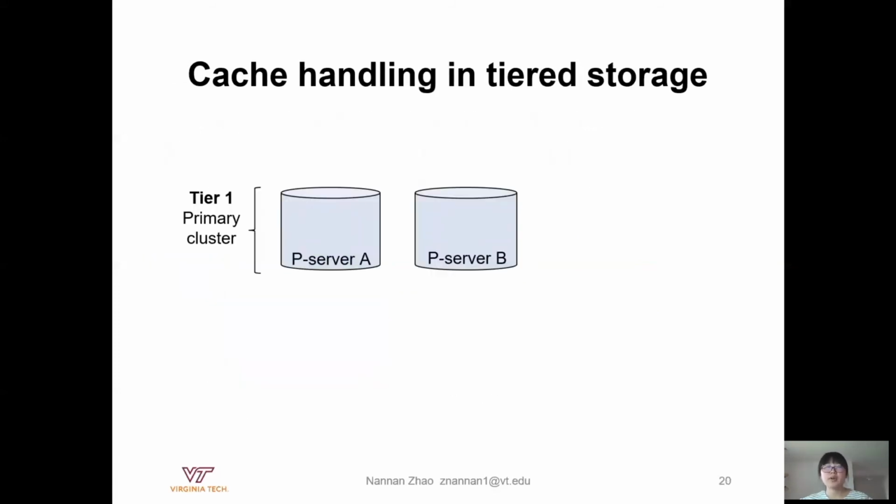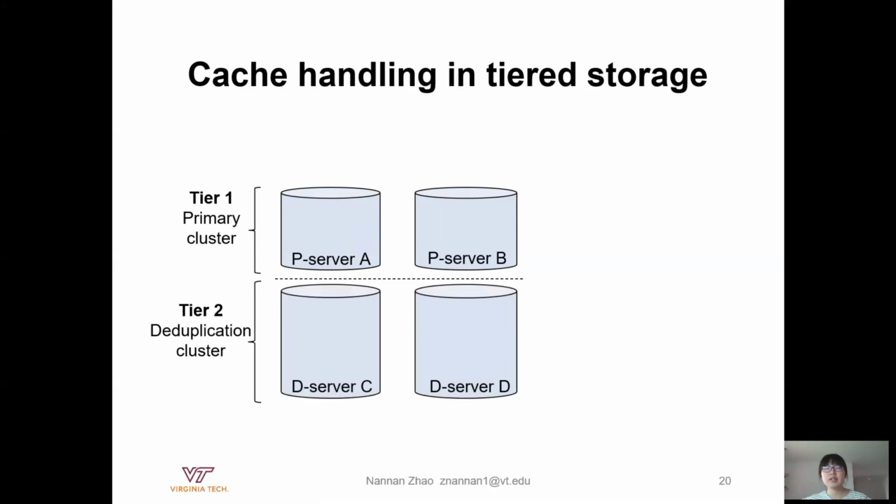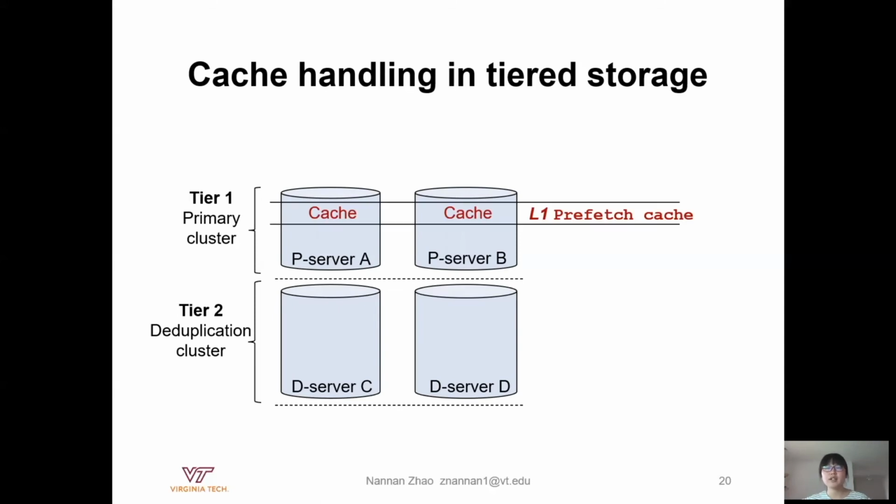Next, we talk about how the get layer request is served in DupHunter. First, requests are passed through the tiers from top to bottom. Upon a get layer request, DupHunter first searches the prefetch cache. If the layer is present, the request will be served from the cache. Otherwise, the request will be served from the layer store.